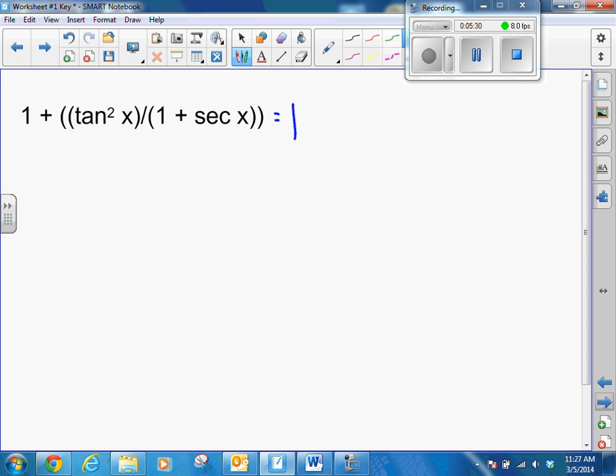Okay, so you're not touching that 1 first. Okay? So then we see this tangent squared. What did you do with that? Yeah, you gotta put in the -1. Okay, you have another identity there. So instead of changing everything to sine and cosine, find that Pythagorean identity. So you end up having secant squared x -1 on top, all over 1 plus secant on the bottom.